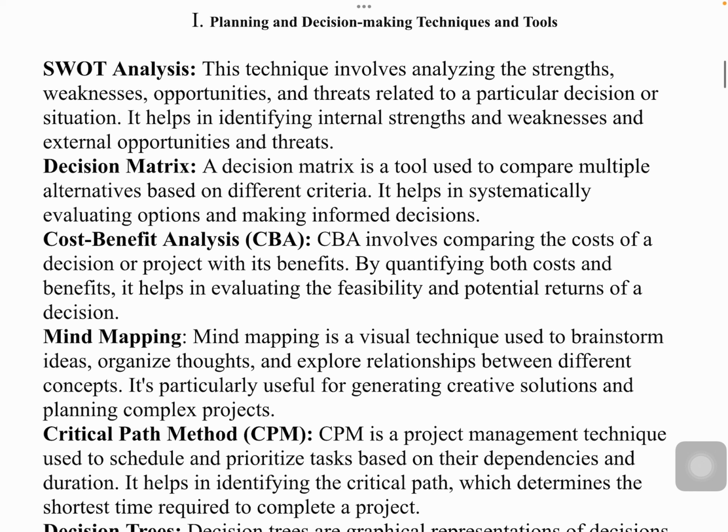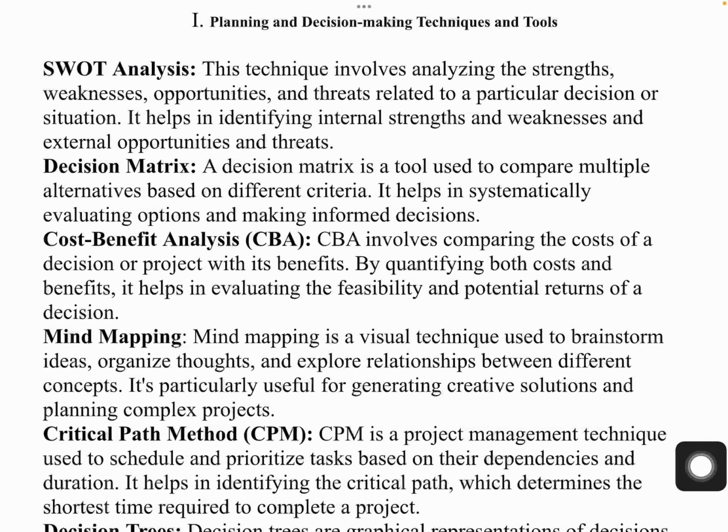Next is decision matrix. So, decision matrix is a tool used to compare multiple alternatives based on different criteria. It helps systematically evaluating options and making informed decisions. Okay? So, meaning to say, ang purpose ng decision matrix sa may planning and decision making is to compare multiple options based on different criteria. So, example, choosing a new supplier by rating options on price, quality, and delivery time.